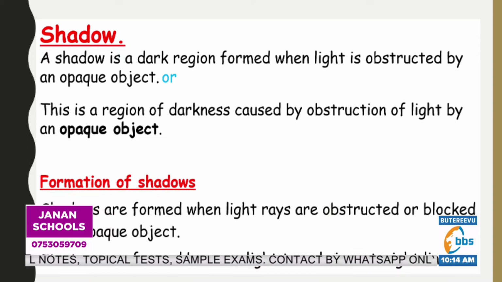Shadows are formed when light rays are obstructed or blocked by an opaque object. And that's a question I've answered for you. How are shadows formed? They always ask you that. Shadows are formed when light rays are obstructed or blocked by an opaque object.